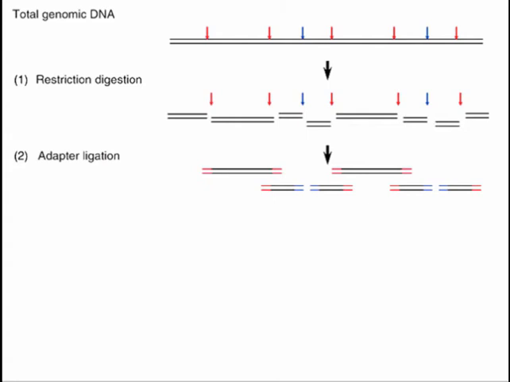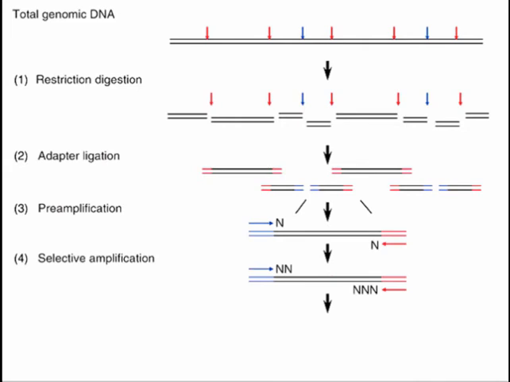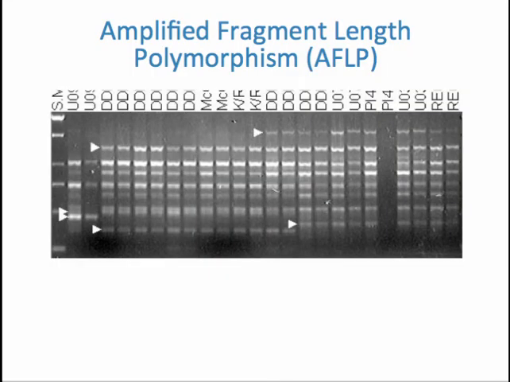Here you can see the adapters as the red or blue segments on the end. To reduce the number of DNA fragments, you use PCR to amplify only those fragments that have both a red and a blue adapter. And this is called selective amplification. Finally, you run the PCR product through a gel or capillary, and you can see all the different fragments split up by size. So here's a gel that shows AFLP results.